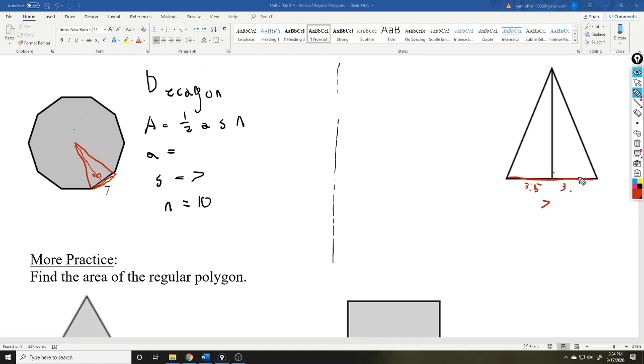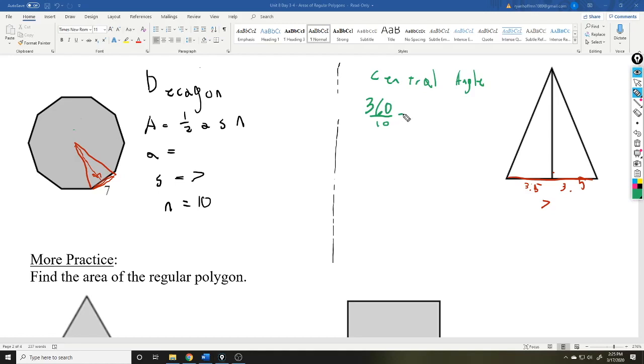And this is 3.5 since we're going halfway. So let's figure out what this central angle is. Central angle, well, it's always 360 all the way around divided by our number of sides. The reason it's divided by our number of sides, well, because all of these triangles drawn around would be the same. So their angle at the center would be the same.